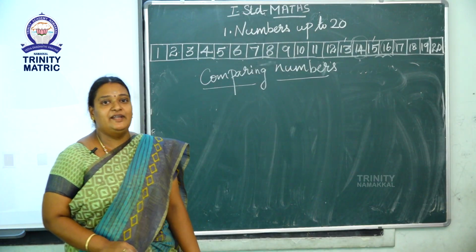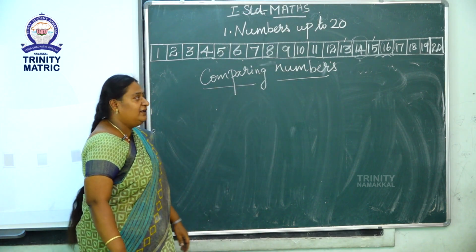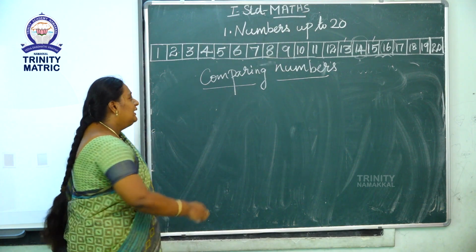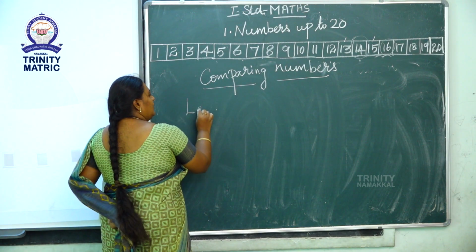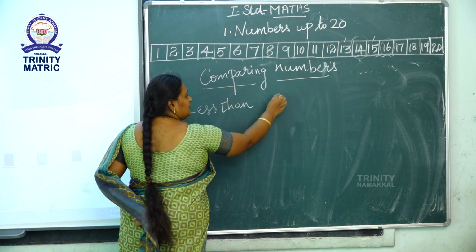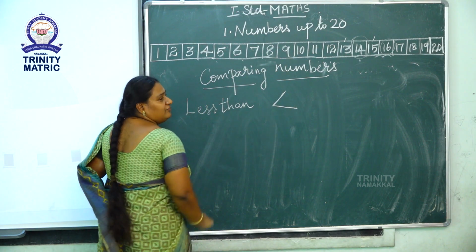Hi first standard children. So your next topic is comparing numbers. Okay. So how to compare the numbers? We have to use the symbol less than, greater than or equal to. So what is less than symbol? So less than symbol is this one. It looks like L itself. Okay.